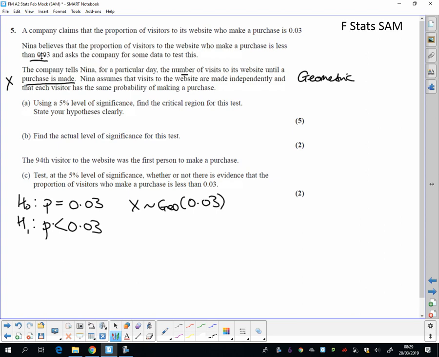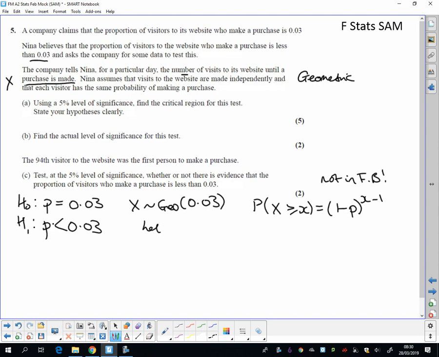Now, we want a 5% level of significance, and we want to find the critical region for this test. You need to remember, for a geometric distribution, the probability of X being greater than or equal to a value is (1 - p)^(x - 1). That is not in your formula book. So that's one of those things you need to learn.